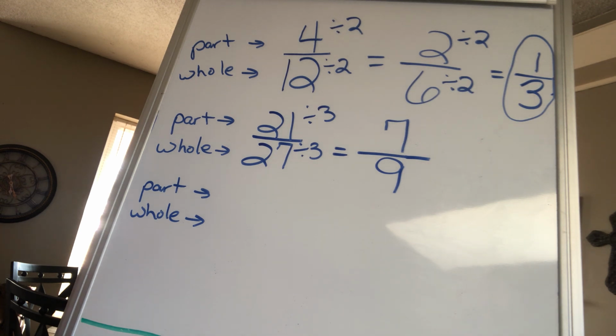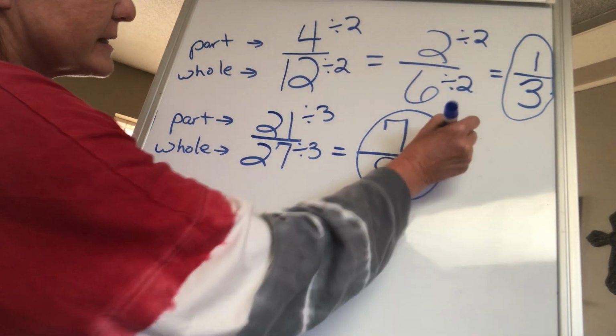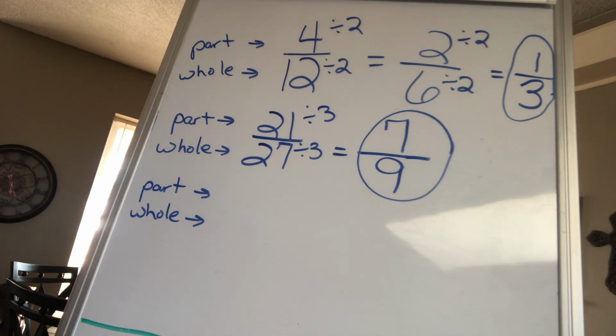Let's see if it's in simplest form. Is there any number that I can divide 7 and 9 by and get a 0 remainder? There's not any other numbers, is there? So 7/9 of the people came to the party.